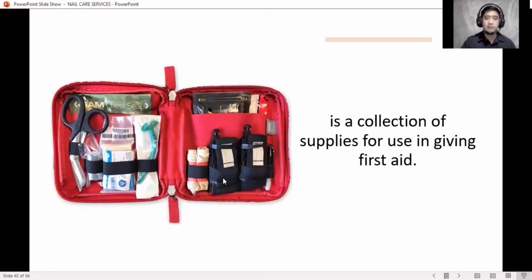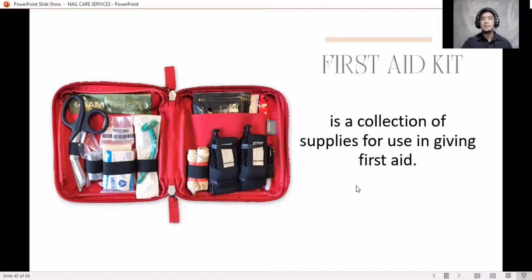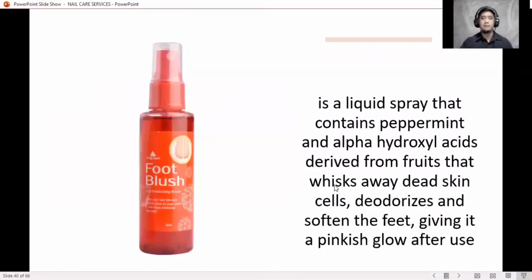Next one, we're done with this topic from household services, is a collection of supplies for use in giving first aid. Okay, so we call it first aid kit. We always have this first aid kit in every job that we have.